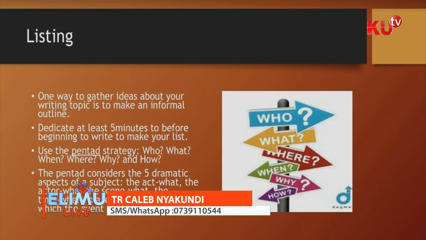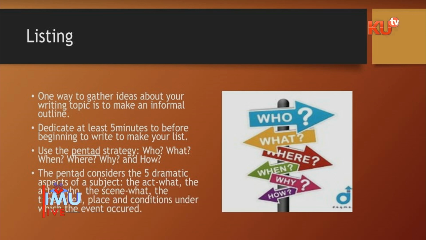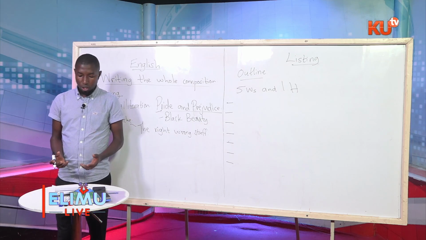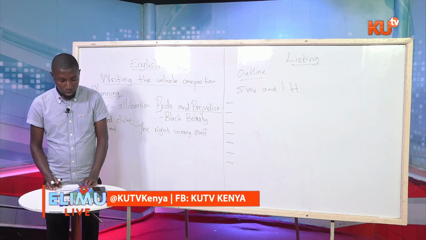The pentad considers the 5 dramatic aspects of a story or of a subject. What tells you about the act. So which act was it? Who tells you about the actor. And then where tells you about the scene. And when tells you about the time when this action occurred. How answers on the conditions under which the event occurred.